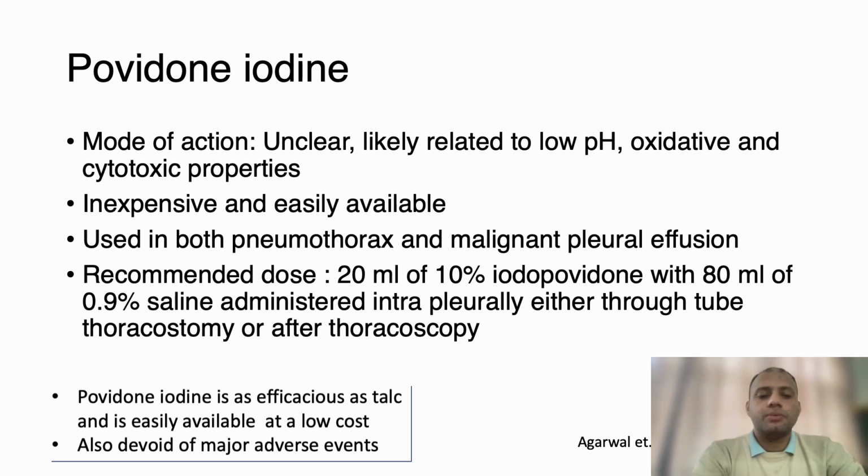Another agent which is most commonly used is povidone iodine. The mode of action is unclear, but it has a low pH, oxidative and cytotoxic property which induces inflammation. It is inexpensive and easily available, used in both pneumothorax and MP. The recommended dose is 20 ml of 10% iodopovidone with 80 ml of normal saline administered intrapleurally. Povidone iodine is as efficacious as talc and is easily available at a low cost, and it is also devoid of major adverse effects, as reported by Agrawal et al., in a study done in 2023 from India.